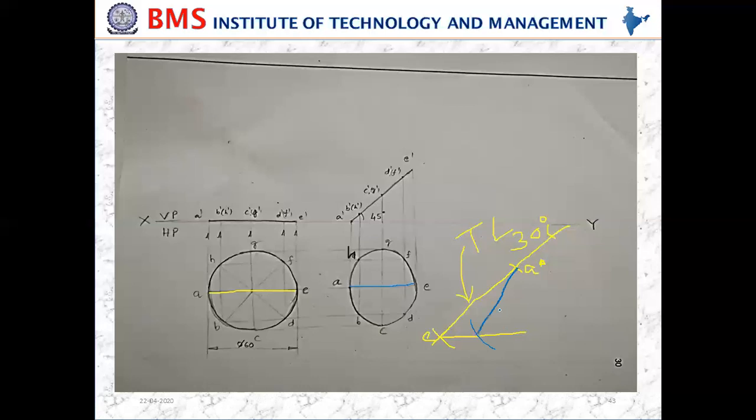So this represents the apparent length of the diameter. What is the apparent length of the diameter? This length AE. This AE length is called the apparent length of the diameter.